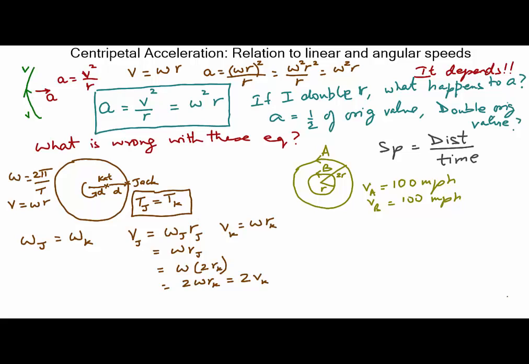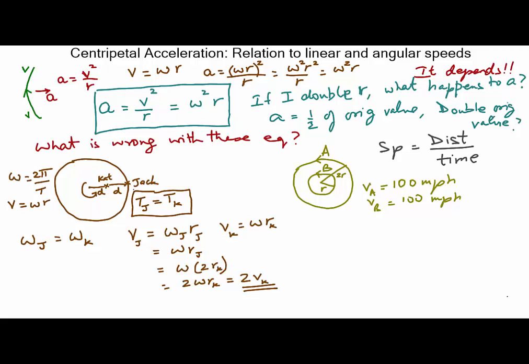So this tells us that even though they both complete the same circle in the same amount of time, Jack is actually moving at twice the speed that Kathy is moving at. Okay, back to our business at hand. We want to figure out the angular accelerations.